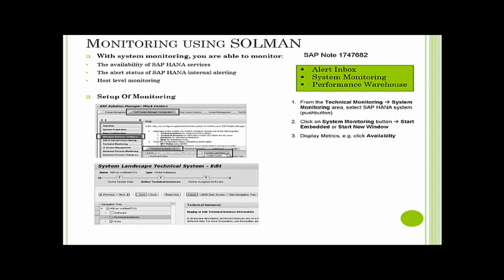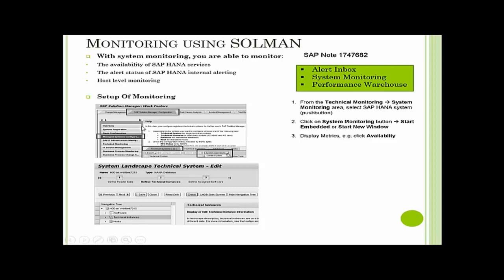And once this is done, we can navigate to technical monitoring. In the Work Center, choose the technical monitoring tab and then system monitoring, and select the system and choose the start embedded or start new window option, whichever is necessary, and then click on availability to check the availability status of the SAP HANA database.